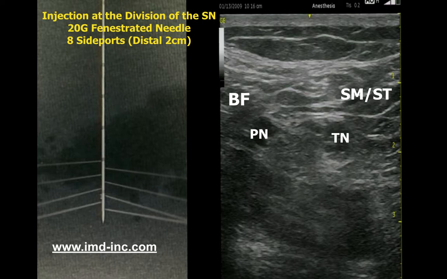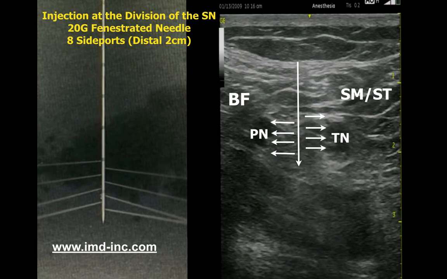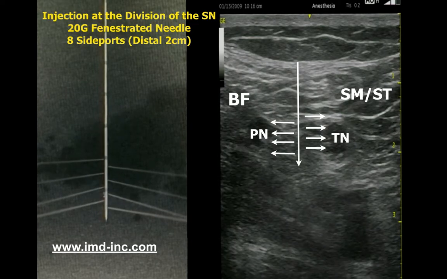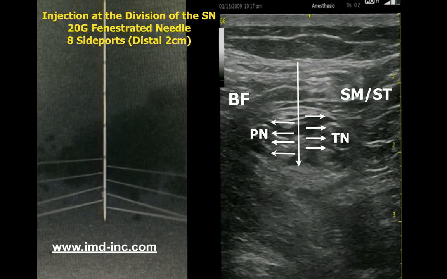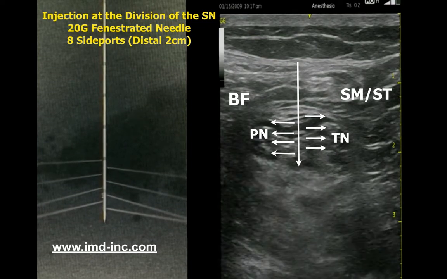In this image, we see the placement of a catheter in the popliteal space. In this image, we see the performance of the block using the fenestrated needle, which has 8 side ports, demonstrated in the image on the left. These side ports facilitate local anesthetic distribution throughout the space between the tibial and peroneal nerves, despite the presence of these connective tissue layers oriented in a coronal plane.